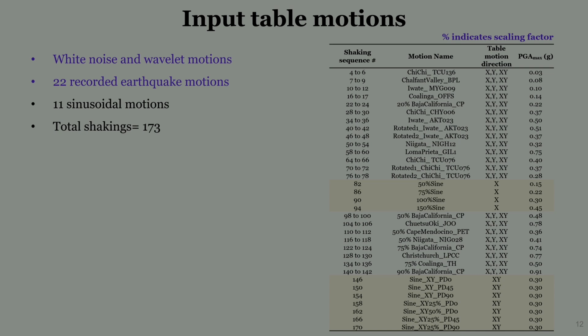Okay, so I'm moving on to the input table motions. I used white noise and wavelet motions to characterize the soil model. And I used 22 earthquake recorded motions and 11 sinusoidal motions. So in total, there were 173 shakings that were performed on the soil model. This is a table that shows the list of motions. And these earthquake motions were performed in the X, Y, and XY directions. For this presentation, I'm going to focus on the white noise and the recorded earthquake motions only because of time limitations.